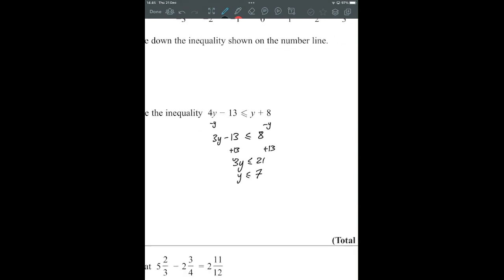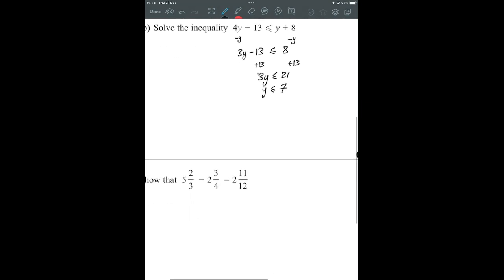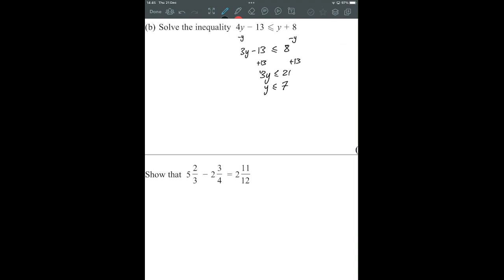Solve the inequality. Remember, inequalities solve exactly the same as equations. If you're not multiplying or dividing by a negative number, first I'm going to subtract y from both sides. Add the 13, and finally divide by the 3. So it's exactly the same as solving equations, same symbol all the way down. I didn't have to divide by a negative, so I don't need to make any changes there.